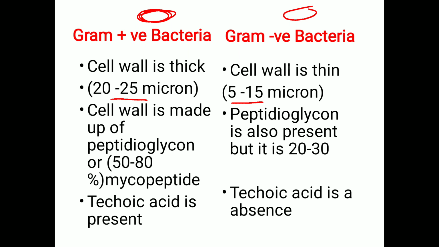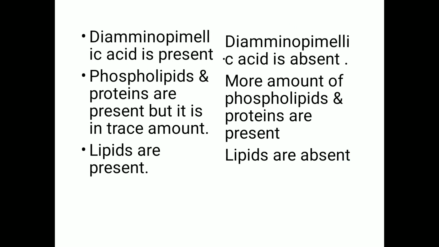Then the cell wall of gram positive bacteria is made up mostly of peptidoglycan, that is, a maximum amount of peptidoglycan, or mucopeptide, is present, near about 50 to 80%. In gram negative bacteria, peptidoglycan is present in the cell wall, but it is less, that is 20 to 30%. Next, in the cell wall of gram positive bacteria, teichoic acid is present. In gram negative bacteria, teichoic acid is absent. Then in gram positive bacteria, diaminopimelic acid is absent, and in gram negative bacteria, it is present.